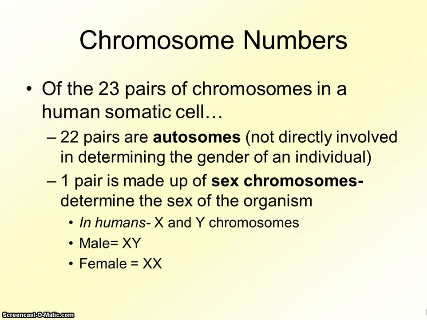Then there's 1 pair of chromosomes that are the sex chromosomes, which code for gender, whether you're male or female. In humans, we label them X and Y chromosomes to categorize gender. If it's a male that you're looking at, the male carries an X and Y chromosome. And then the females are going to carry 2 X chromosomes, but no Y chromosome.